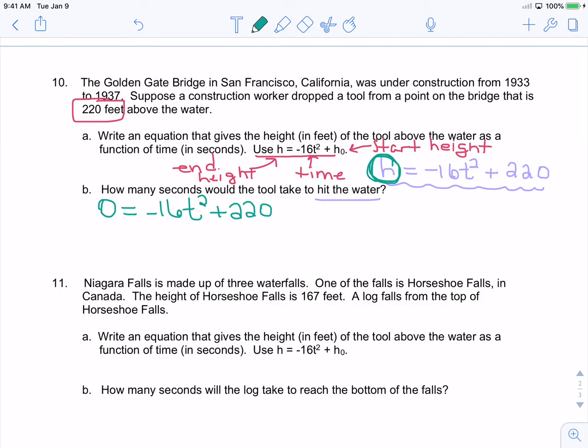So it's hitting the water, or it's hitting the ground. The height of the water, the height of the ground is 0. It's fallen all the way that it can fall. So it cannot fall any further than hitting the ground or a surface or the water. So that height is 0. It's no longer above the ground, it's at the ground. It's no longer above the water, it's at the water.